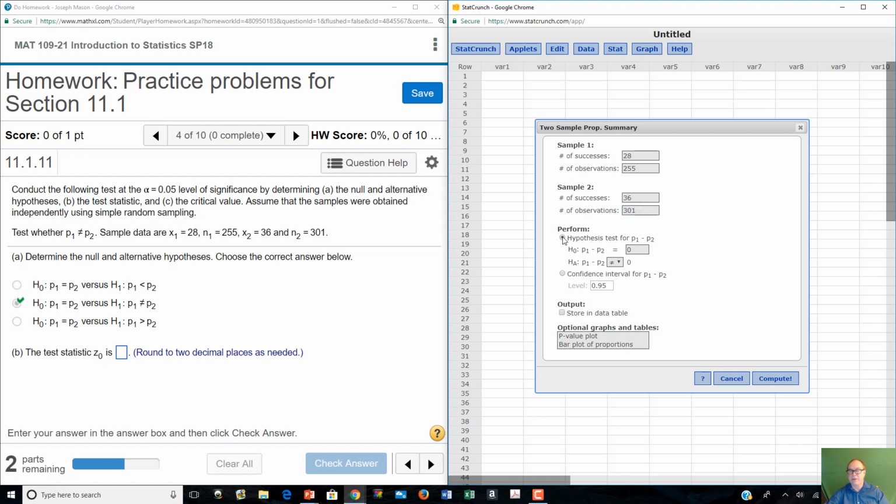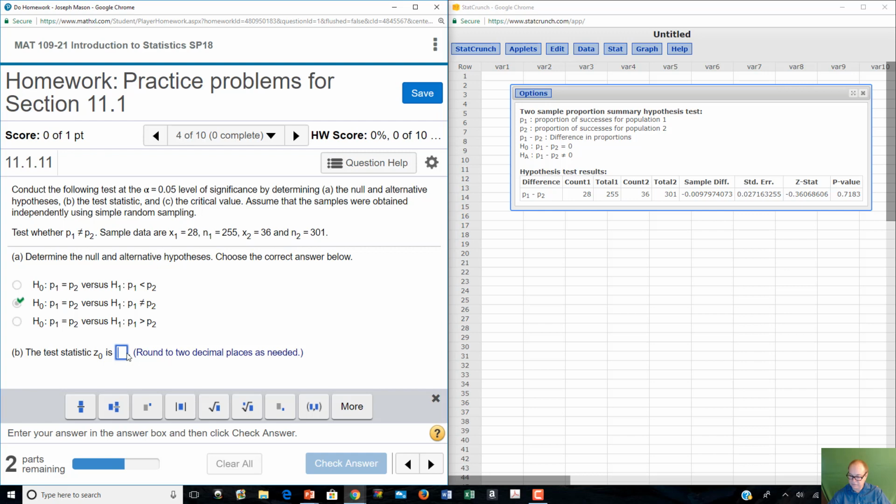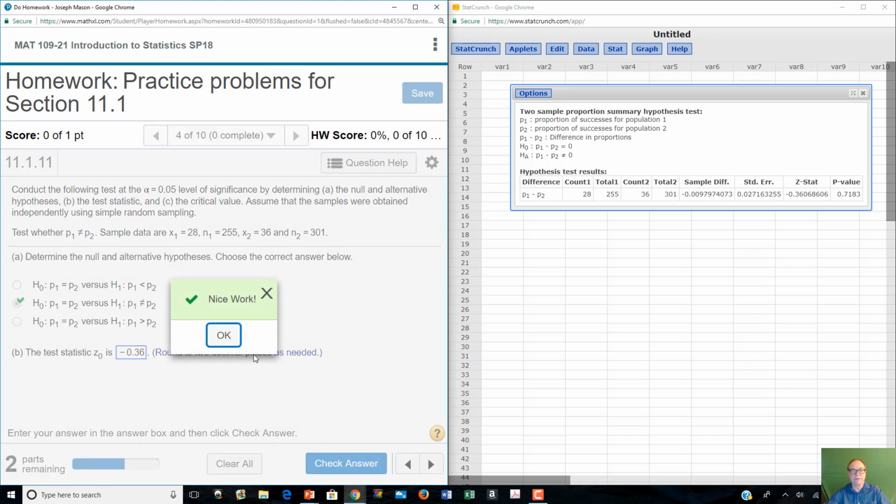And I want to do a hypothesis test. I let P1 minus P2 equal 0, which is default. And this time I wanted to do not equal, so I'm already there. So click Compute. Okay, now my test statistic is right here, the Z-stat. The Z-stat is my test statistic. So how many decimal places? 2 decimal places, so that's going to be negative 0.36. Okay, and if I check my answer, we're good.